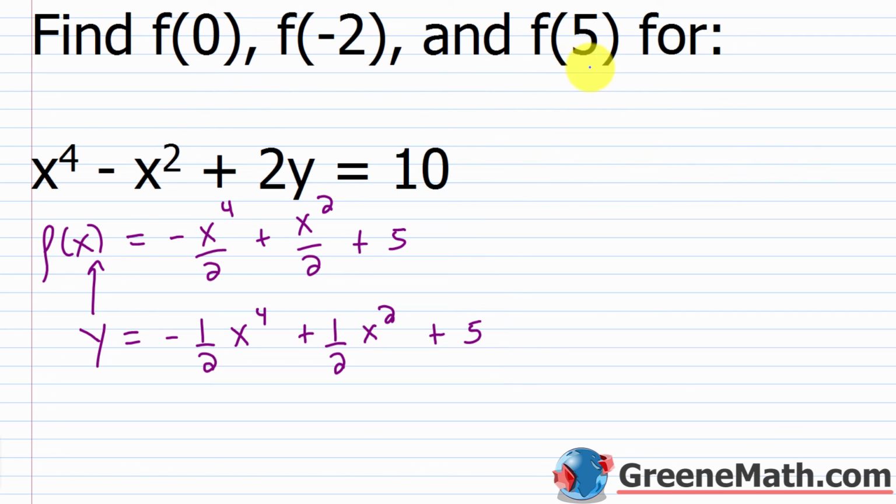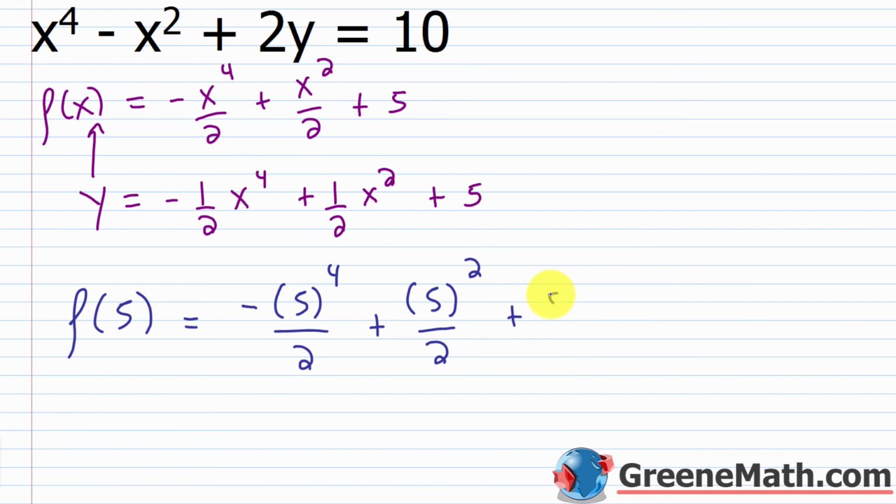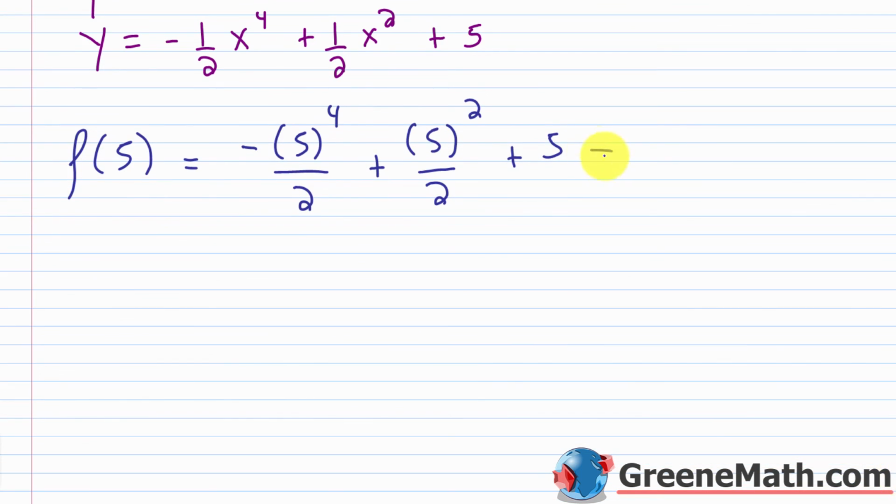Then lastly, we want f of 5. Let me kind of scroll down a little bit to get that one going. So f of 5. So I would have negative, in place of x, I'd plug in a 5, to the 4th power over 2, plus 5 squared over 2, then plus 5. All right, so let's scroll down and get a little room going. So 5 to the 4th power is 625. So I'd have negative 625 over 2. And then 5 squared is 25. So I'd have plus 25 over 2, then plus 5.